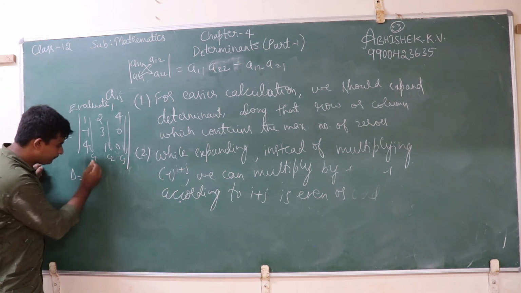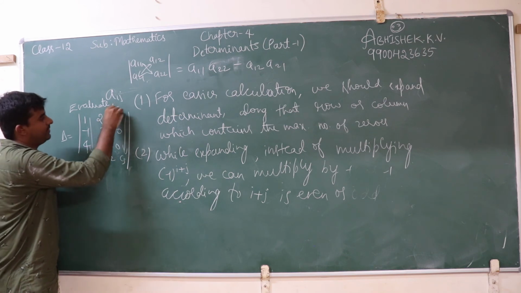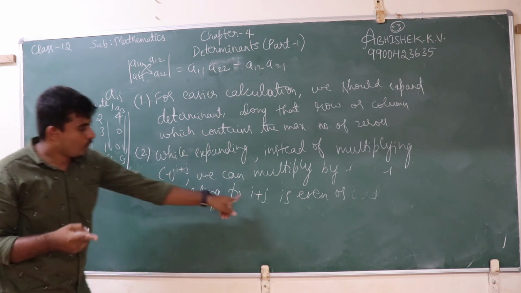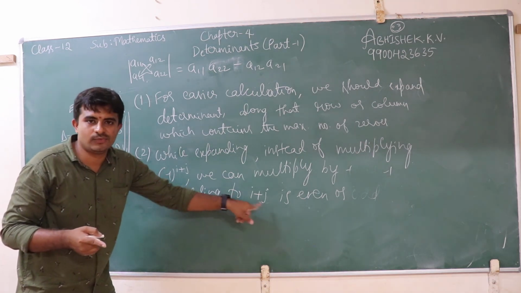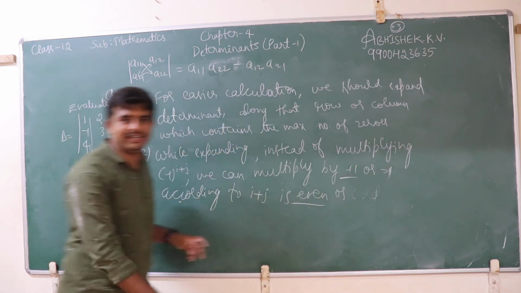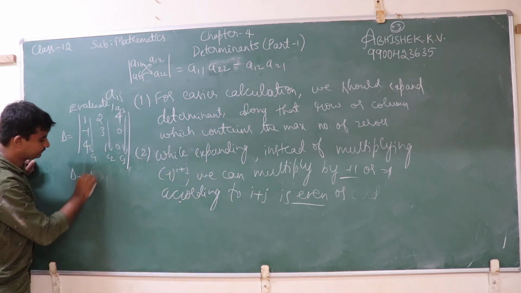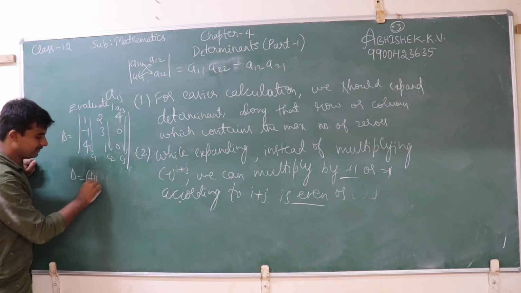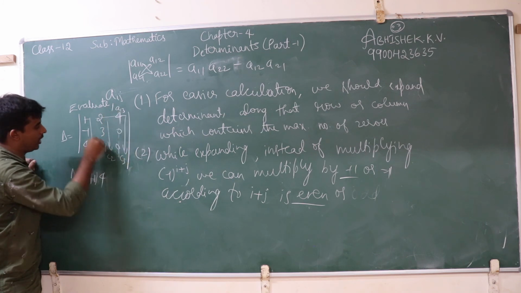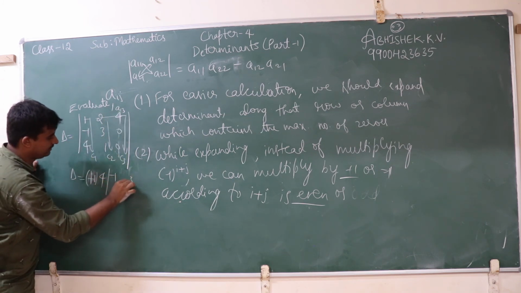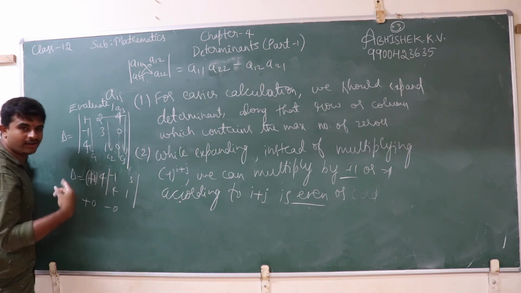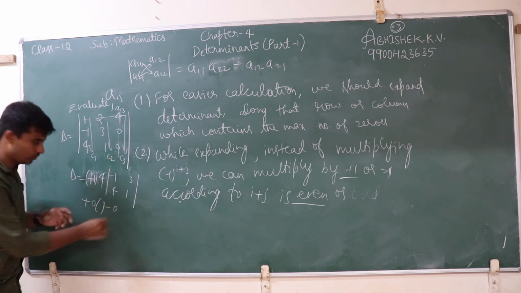See, C3 means this element. This element is A13, suffix 1, 3. Adding 1 plus 3, where i is 1 and j is 3, 1 plus 3 is even. If it is even, then it is plus 1. Therefore plus 1 into, consider that number. A13 means deleting the first row and third column. We are remaining with minus 1, 3, 4, 1. And there is no need to consider the terms with 0, because 0 into anything is 0.